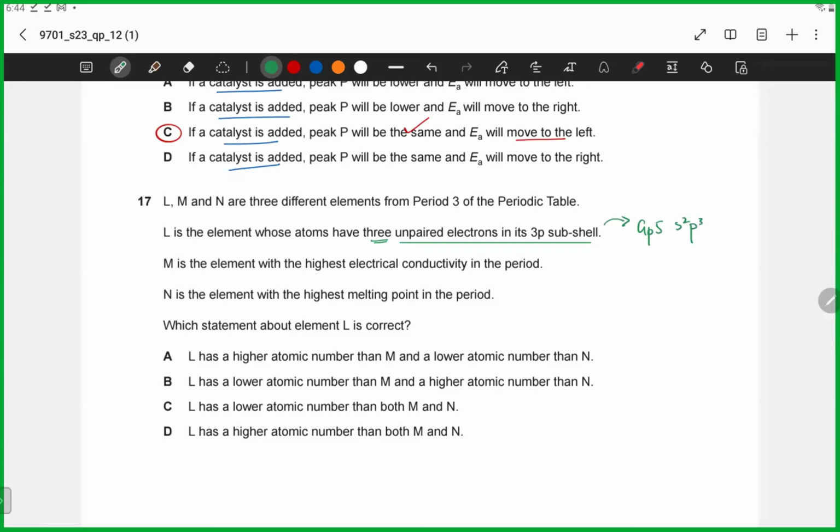ठीक है, is this clear? So phosphorus? हाँ, period 3 में phosphorus ही होगा. ठीक है, so this is going to be phosphorus, right?